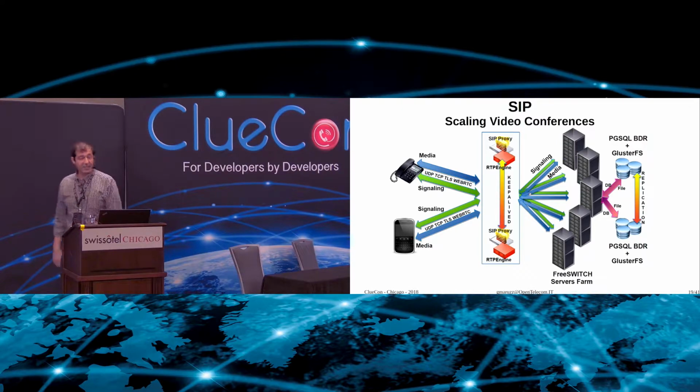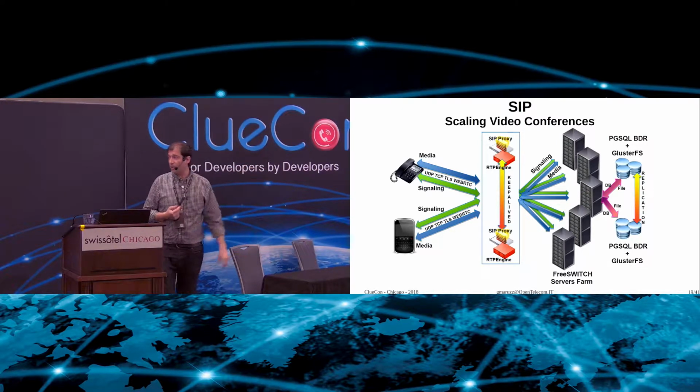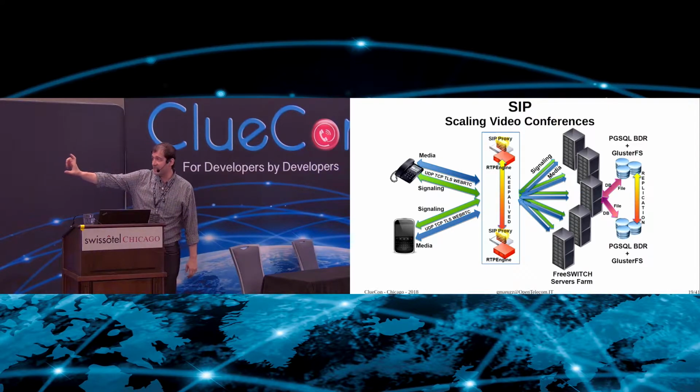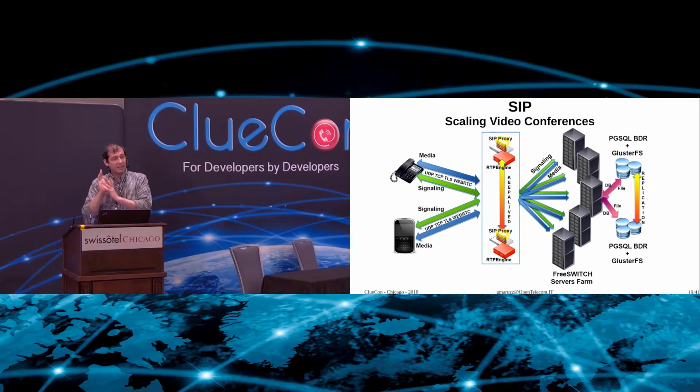This is again the same picture as before, just to let you remember what is the role of RTP engine in the middle. RTP engine will translate all that is encrypted into something that is not encrypted and will be passed to the farm that is inside, for ease of management and debugging of our applications.